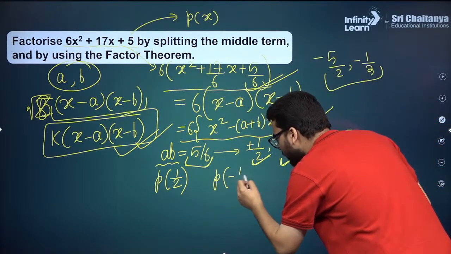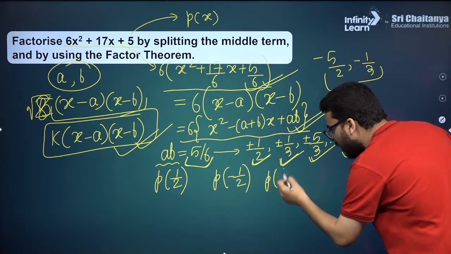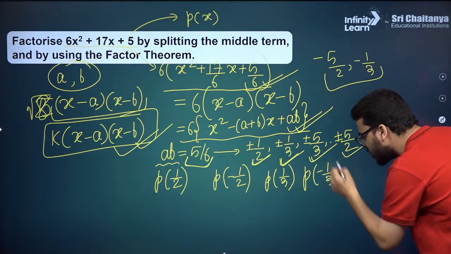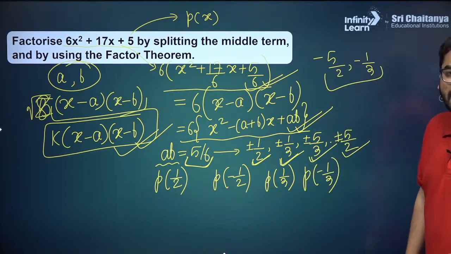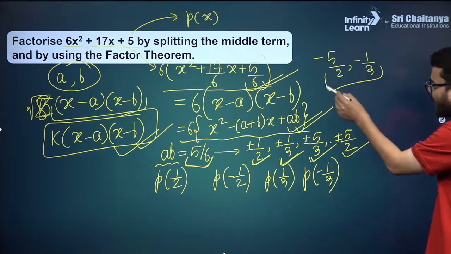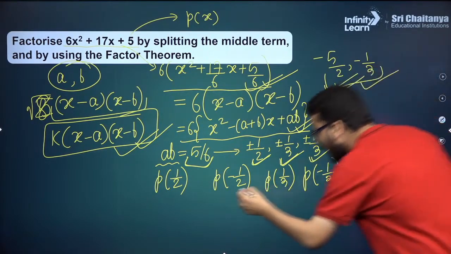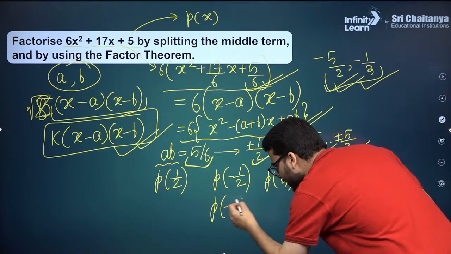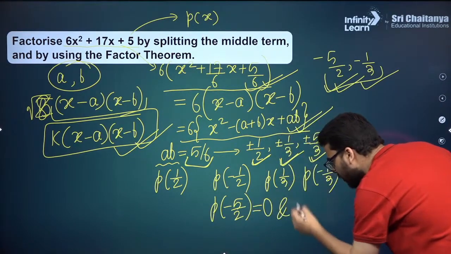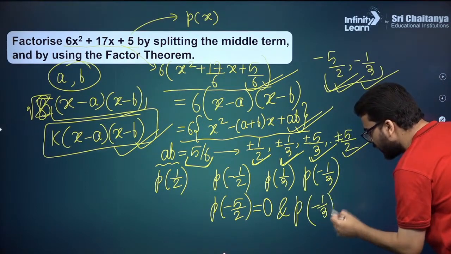If I find p of minus 1 by 2, if I find p of 1 by 3, all of these you have to put and check in the polynomial, right? So that is the use of the factor theorem, right? So you will find that at these two values, because we have already done splitting the middle term, p of minus 5 by 2 will come out to be equal to 0. And also p of minus 1 by 3 will come out to be equal to 0.